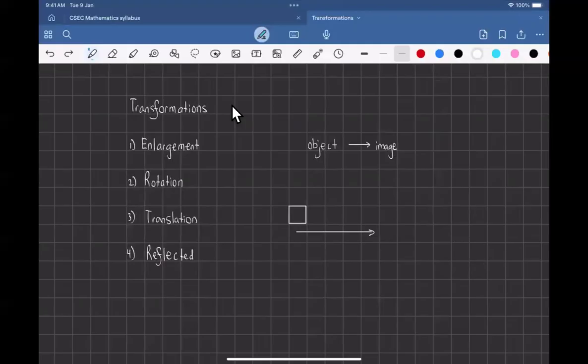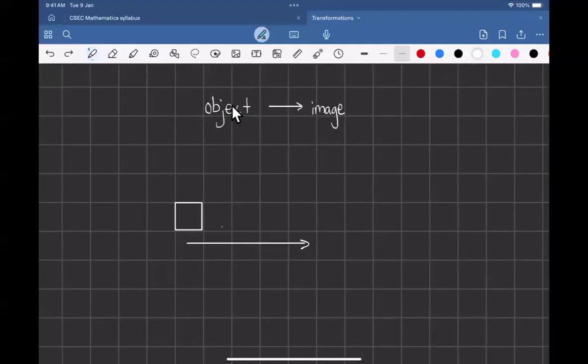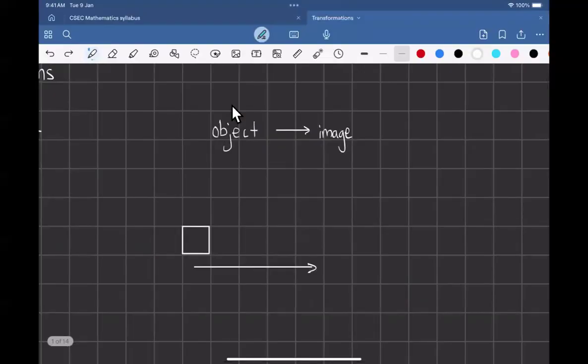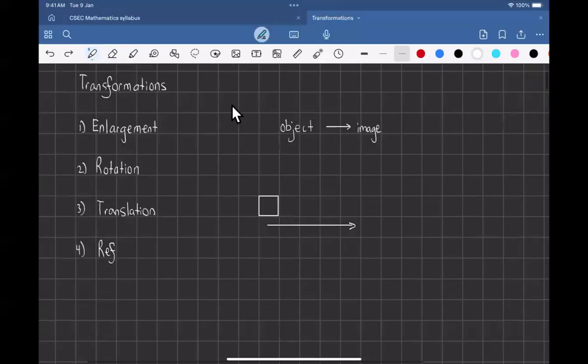Translation just means a shift. So if I have this square over here, I could take it, move it over here, and then move it up. That's what translation means. It does not mean "no hablo español." I don't speak Spanish. That's what it means, right? Yeah.